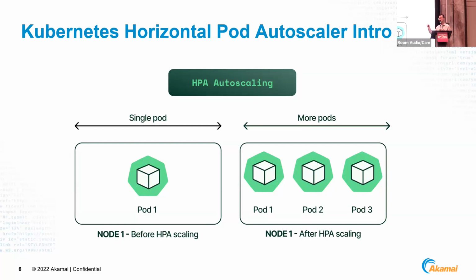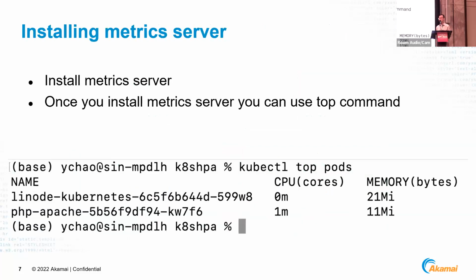So this construct in Kubernetes called horizontal pod autoscaler enables you to scale your pods horizontally. Why is it called horizontally? Because it adds pods, not CPUs. But before we enable this, we need to install something called metrics server. Metrics server will enable Kubernetes to know your CPU utilization and your memory utilization in the pods.